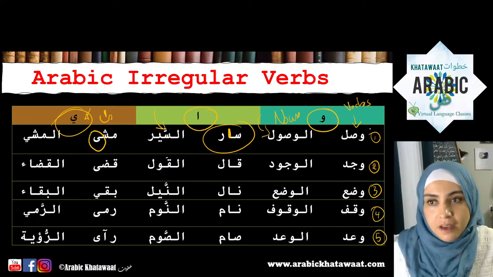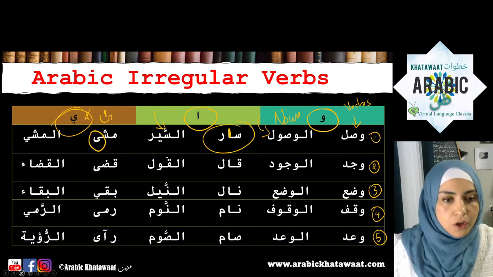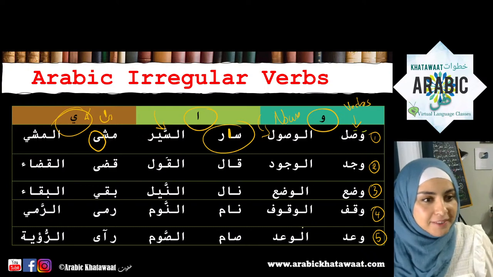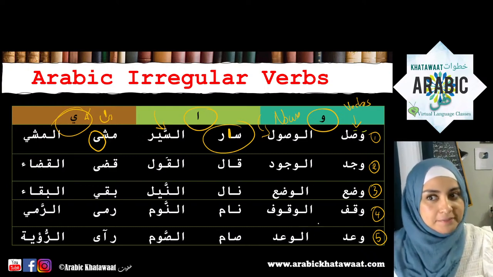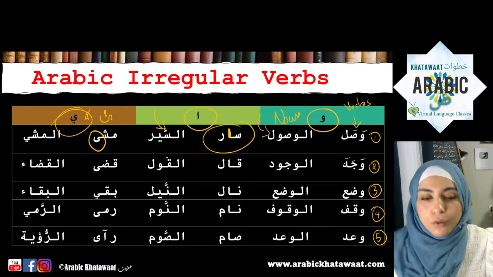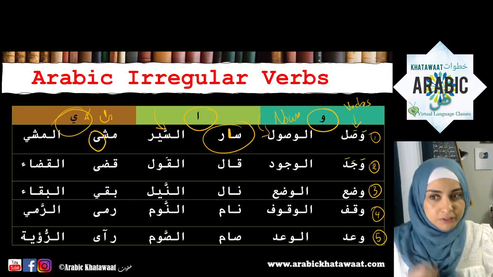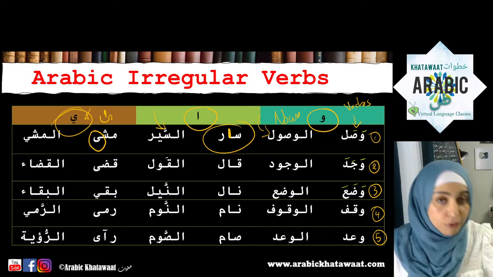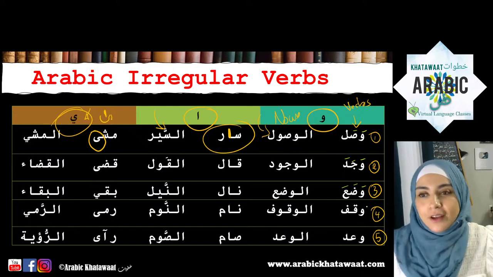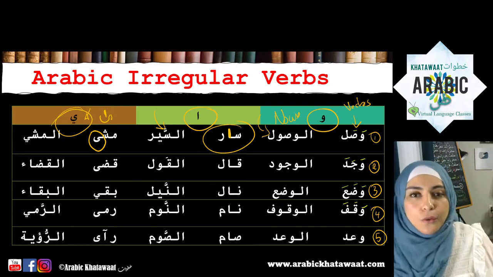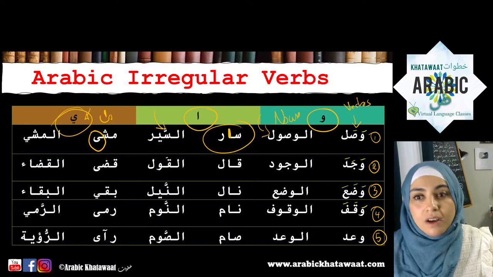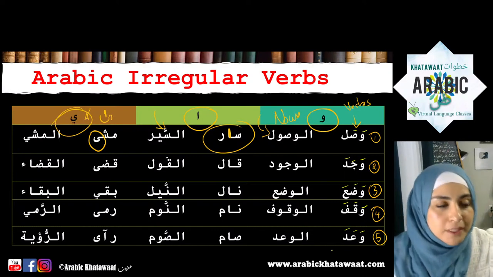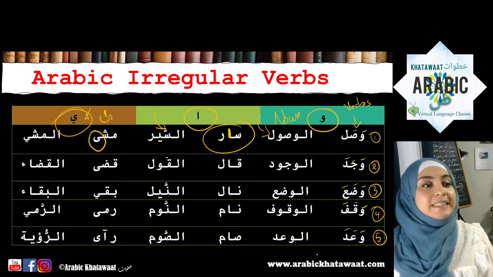I'll read these verbs and tell me if you could recognize them. وصل. وصل الرجل إلى بيته باكرا. وجد. وجدت مفتاحي. وضع. وضعت فنجان قهوتي فوق المكتب. وقف. وقف الطالب عند الباب. وعد. وعدت ابني بهدية.